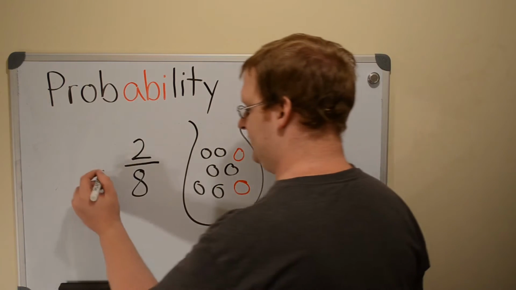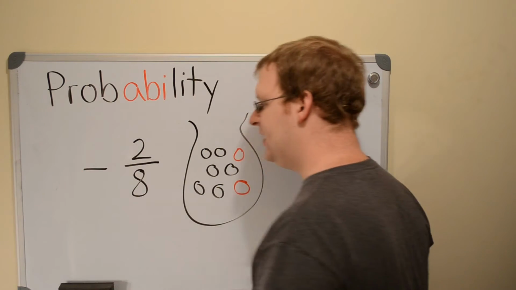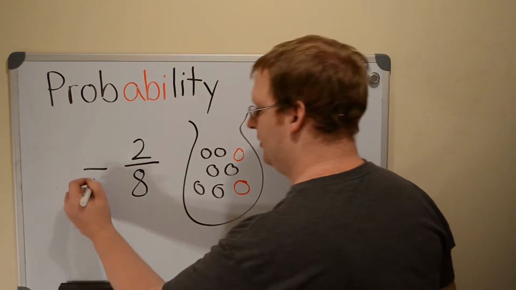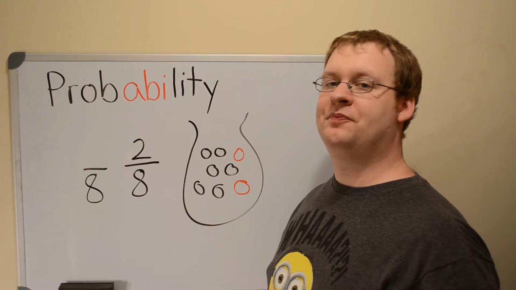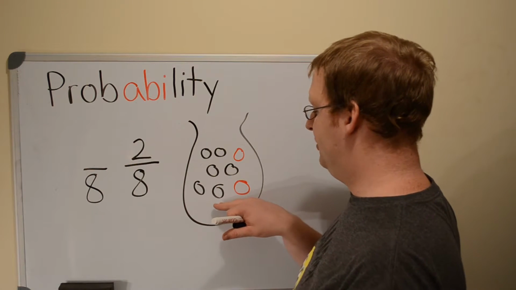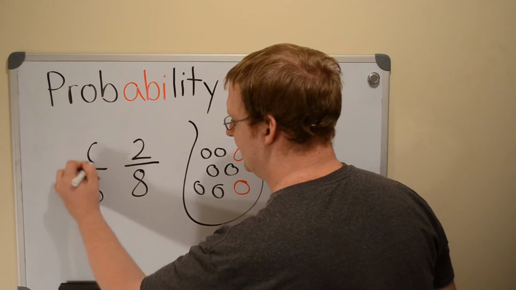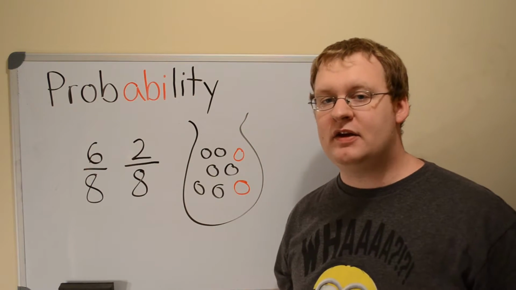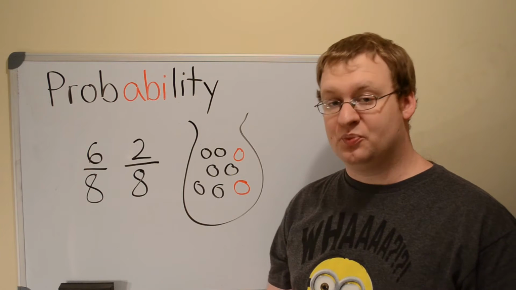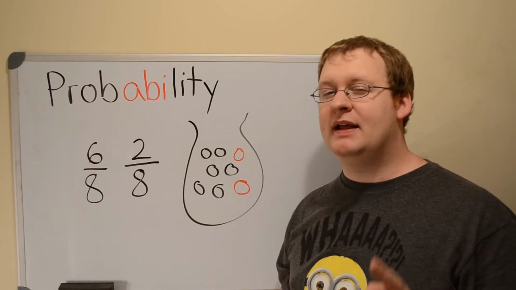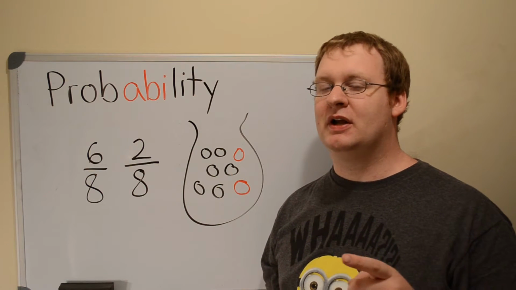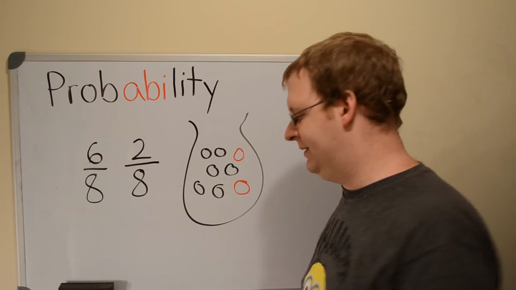Now, let's say that we want to reach in there and grab a black thing. Well, it would look something similar to this. You have 8 things total, and you want to pull out one of these 6 black things. So we write our 6 over top. And that's how you figure out probability. It's really pretty simple, but it does get more difficult the more variables you add.